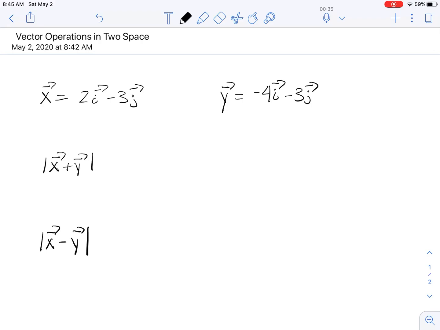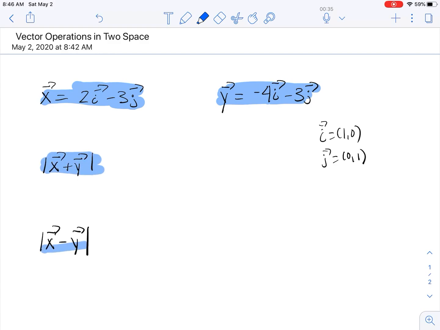Okay, in this video we're going to look at vector operations in two-space. So what have I got written down here? I'm saying vector x is a combination of 2 times vector i minus 3 times vector j, and then vector y is a combination of minus 4 times vector i minus 3 times vector j. Recalling from a prior video, those standard unit vectors are i = (1, 0) and j = (0, 1). So the task, if we look here, is to calculate the magnitude of vector x plus y and the magnitude of vector x minus y.